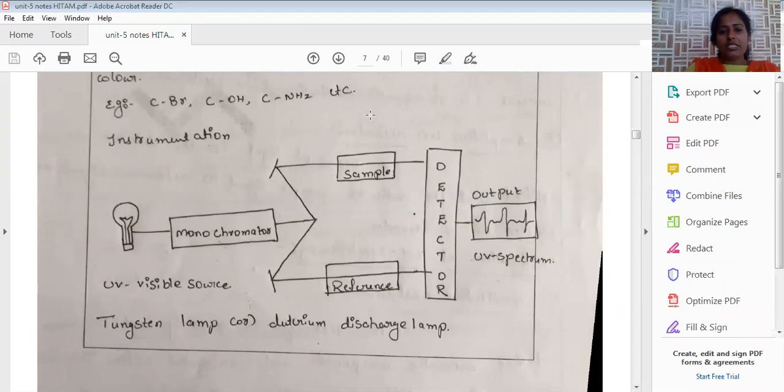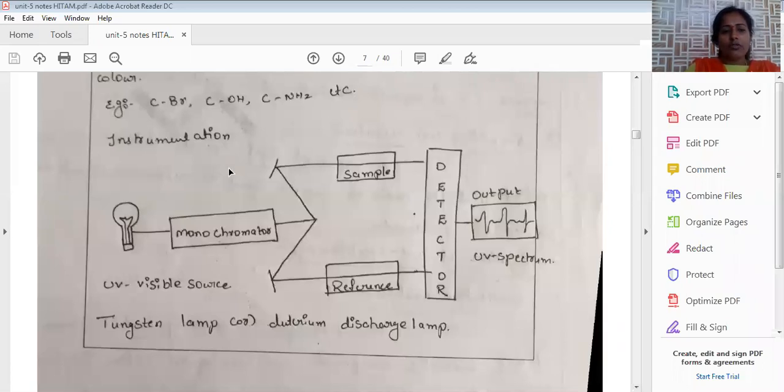In the previous class, we discussed the principle of UV spectroscopy. Mainly, four types of electronic transitions are possible. One is sigma to sigma star transition. Second is n to sigma star transition. Third is pi to pi star transition. Fourth is n to pi star transition. In today's class, we are going to discuss the instrumentation and the applications of UV visible spectroscopy.